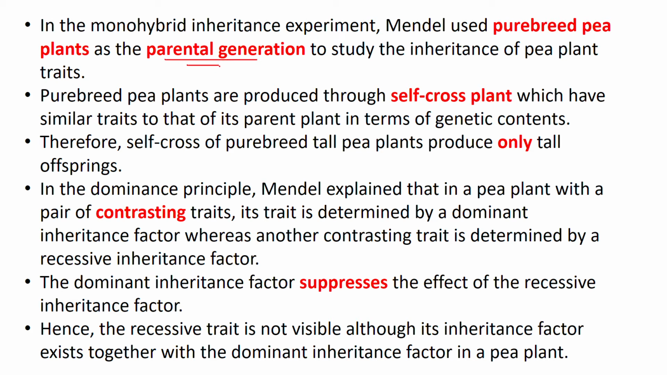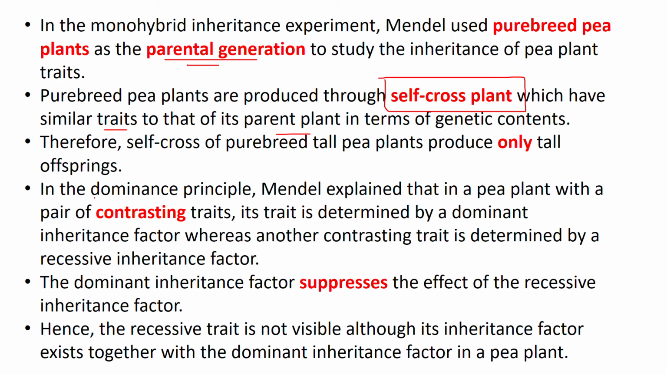Nanti kita lihat istilah apa maksud parental generations. Okay, to study the inheritance of the pea plants traits, yeah. So the purebred pea plants are produced through self-cross plant, kacukan sendiri, which have similar traits to that of its parent plant in terms of genetic contents. Therefore, self-cross of purebred tall pea plants produce only tall offsprings.